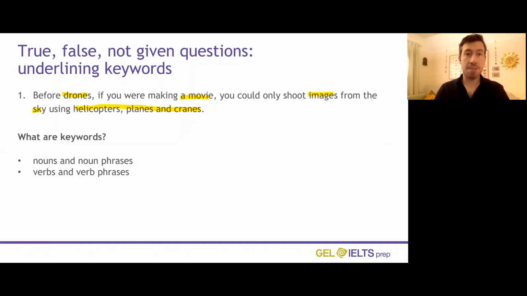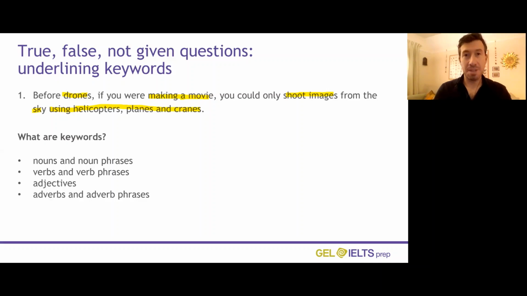Also, other types of keywords are verbs and verb phrases. For example, making a movie is a verb phrase, and shoot images and use helicopters. So those would be the verbs in there. So you'd want to highlight them as well. As well as that, you could highlight adjectives. Now in here, there are actually no adjectives in this one, but in other questions, you would want to highlight the adjectives.